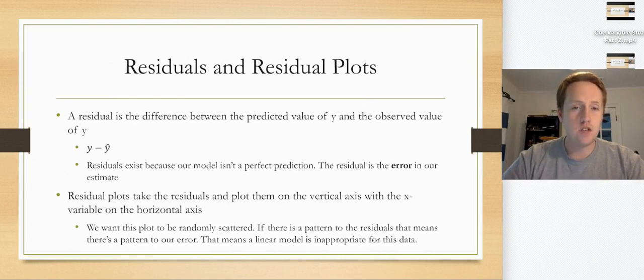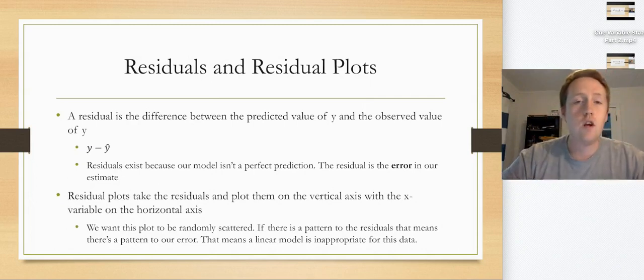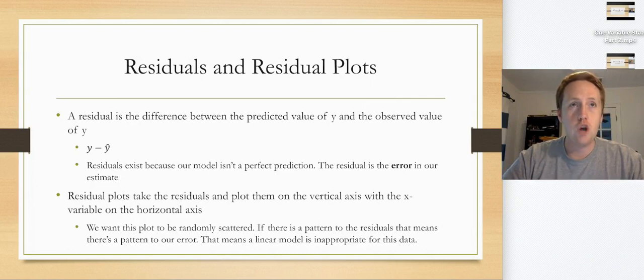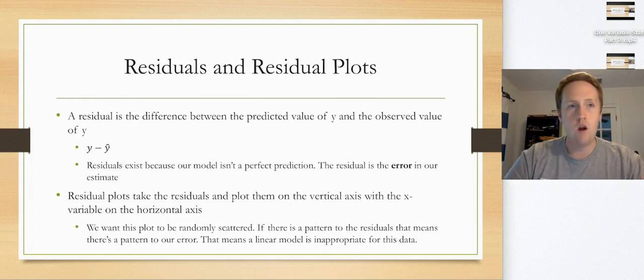If we plot the residuals, so we take the residuals on the vertical axis and the x value on the horizontal axis, that's called a residual plot. That's going to show us a visual representation of all of the error. We don't want to see a pattern in this, because if we see a pattern, that means there's a pattern to our error. If there's a pattern to our error, this was probably a pretty bad model, because that means we're consistently doing something wrong. So that's always a really great way to check for the appropriateness of a linear model. See if there's a pattern in the residual plot.